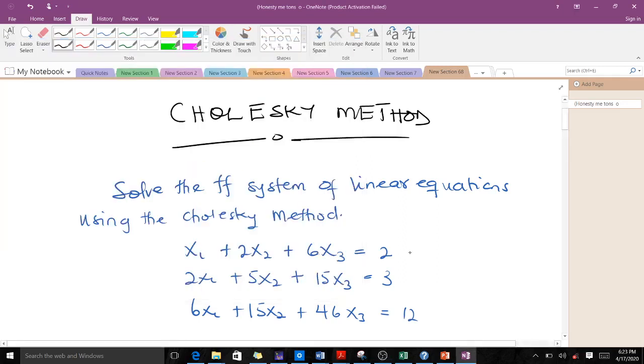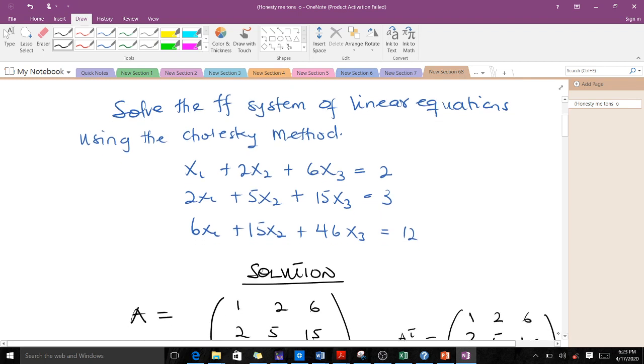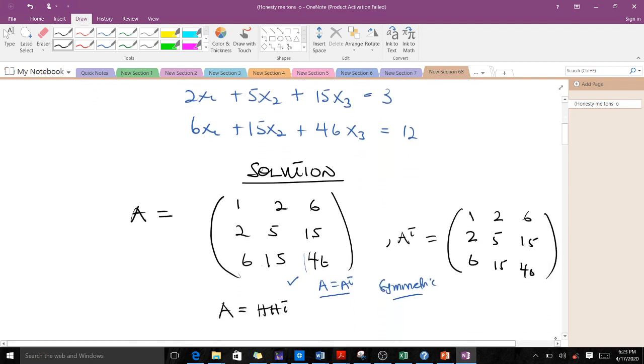In today's lesson, we are going to learn how to solve systems of linear equations using the Cholesky method. I'm Boydo Canrino. With the Cholesky method, when you are solving a system, we first write our coefficient matrix. So this is going to be our coefficient matrix here.